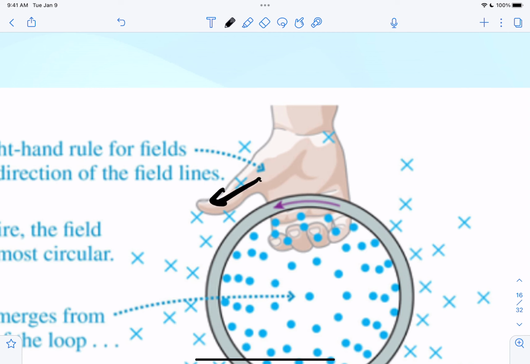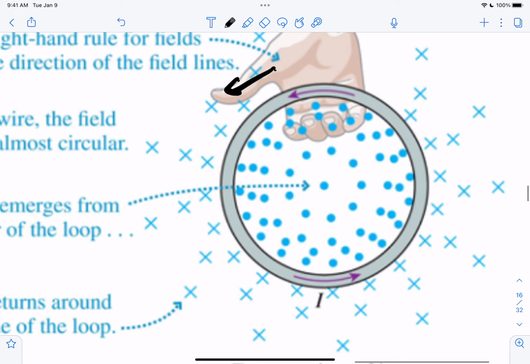Here they had their thumb pointed to the left, right? And then imagine if you were carrying a briefcase or a bag, then your fingers would wrap around like this, right? And then this would be pointing out of the page towards you. Everywhere in the middle of the circle here is pointing out of the page, right?